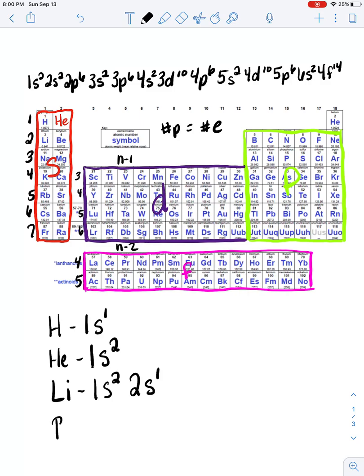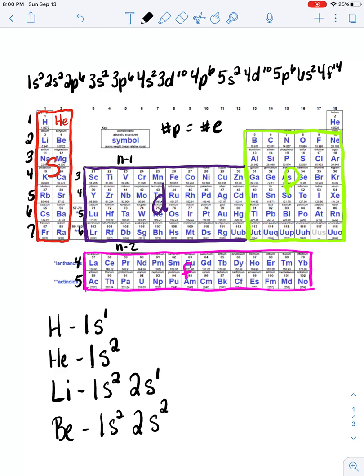So for beryllium, we're going to copy what we already did, but instead of putting 2s1, we're going to put 2s2. So when you write this, it's the total number of electrons that are in that energy level. We don't want to have to write it out a million times. We just write out how many are in each sublevel. So there's beryllium.